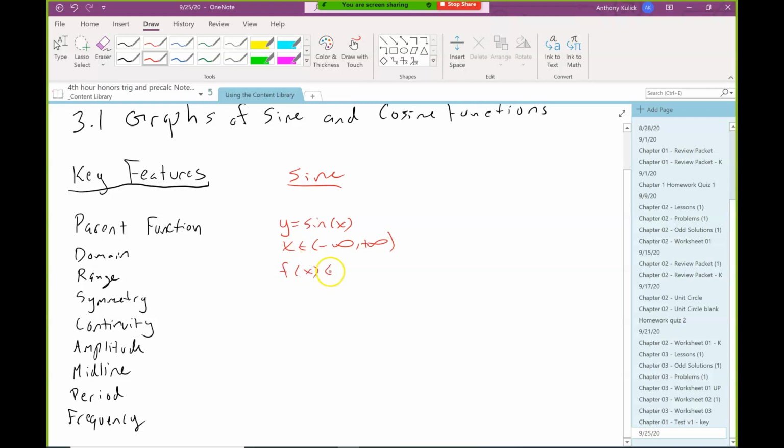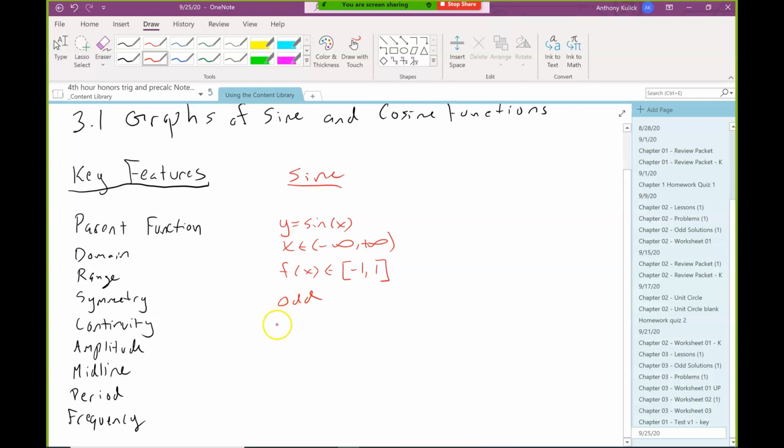The range for sine is bounded between -1 and +1. Sine is still in some way related to this unit circle thing, the biggest value on the unit circle would be 1 or -1. So those are the biggest values you can have for sine or cosine. Symmetry, here we are odd for sine. We have that odd symmetry, so symmetric about the origin.